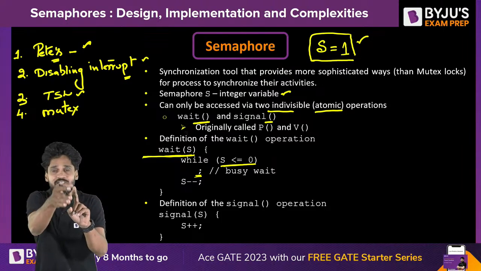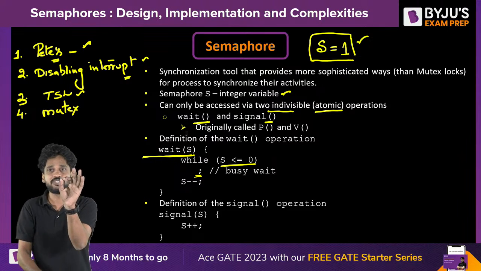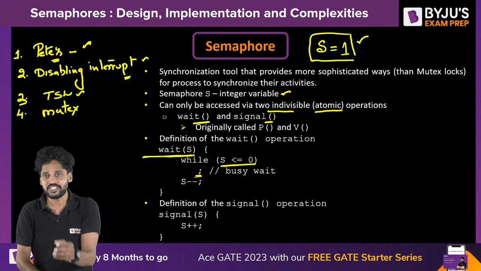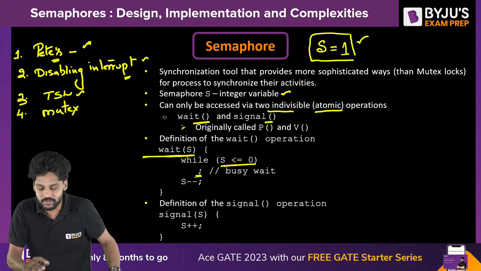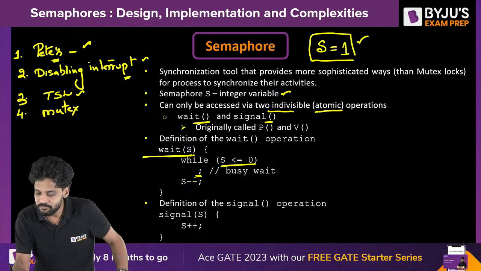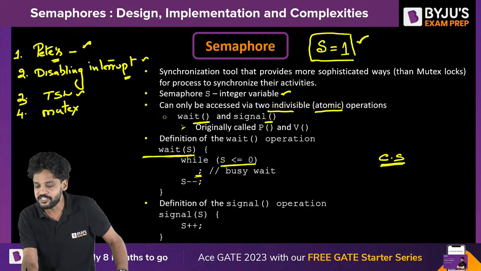You will be able to enter into the critical section. S is equal to 0: no, it is not possible for you to enter into the critical section since S has already been consumed by somebody else. So initially any process, before it enters into the critical section, needs to check if the S value is equal to 1 or not. If it is equal to 1, it will be able to enter into the critical section.